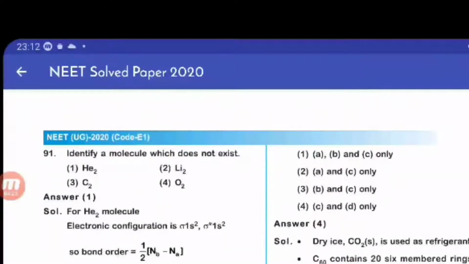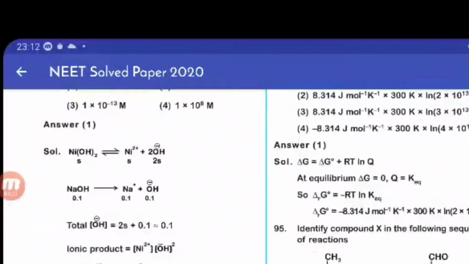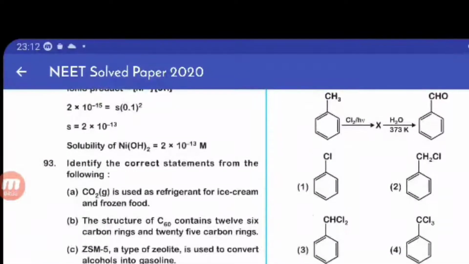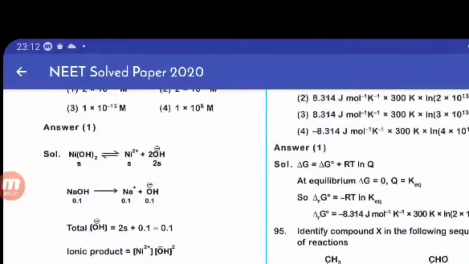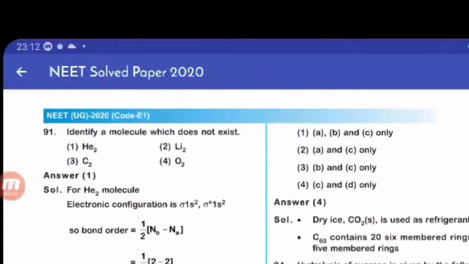Second option is A and C are correct. Third is B and C are correct. And fourth is C and D are correct. So according to me, D seems to be very much correct. And the next correct statement is C. So the right option will be C and D, both are correct.